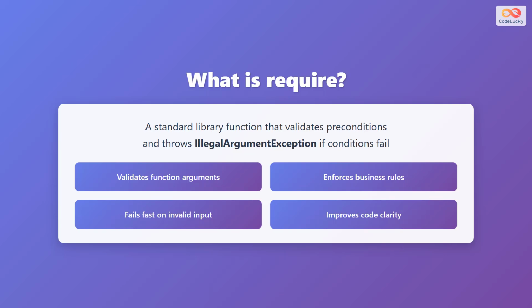First, it validates function arguments to ensure they meet expected criteria. Second, it enforces business rules right at the entry point of your functions. Third, it implements a fail-fast strategy on invalid input, preventing errors from propagating deeper into your application. And fourth, it improves code clarity by making your function contracts explicit and easy to understand.